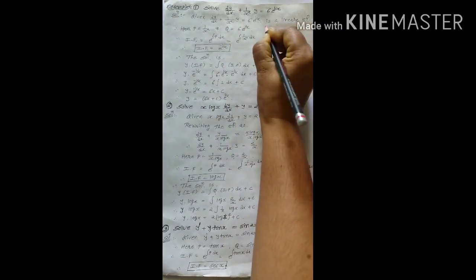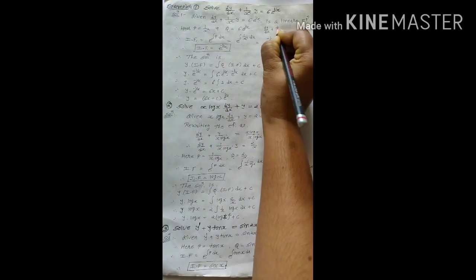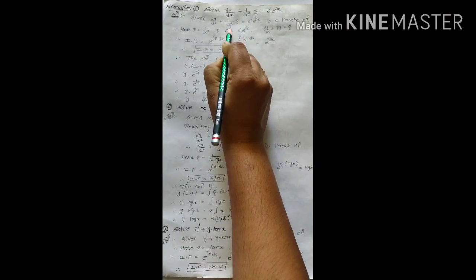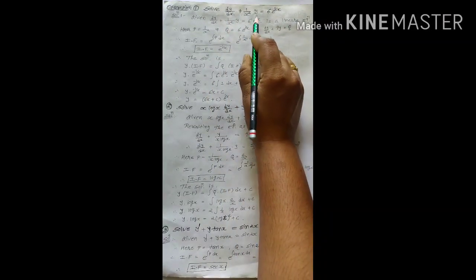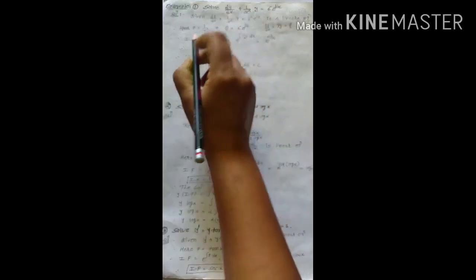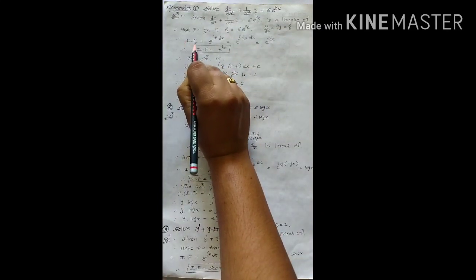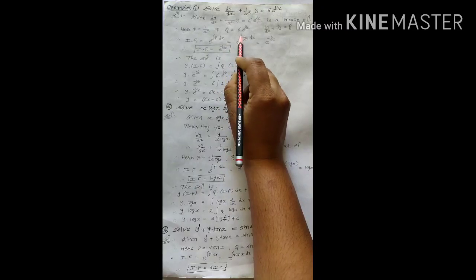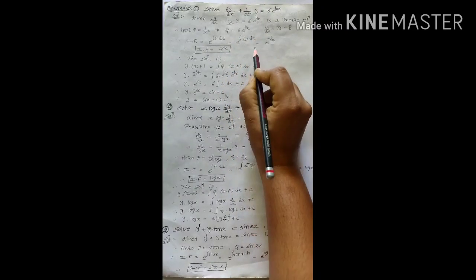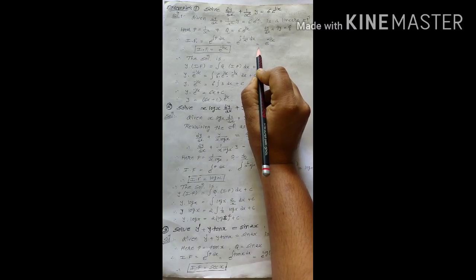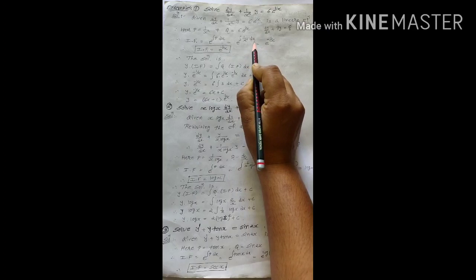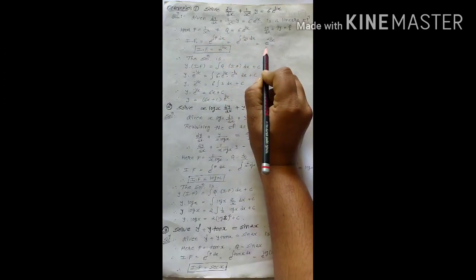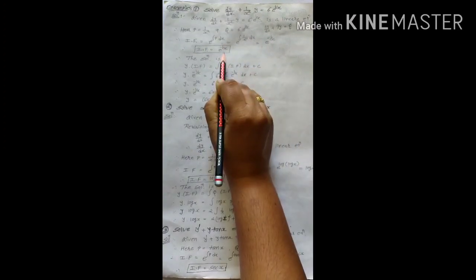Here, compare with the equation dy by dx plus py is equal to q. Therefore, here p is equal to 1 upon x square and q is equal to 6 e raised to 1 upon x. Now find the integrating factor. Therefore, IF is equal to e raised to integration p dx is equal to e raised to integration 1 upon x square dx. Now, we know that integration 1 upon x square dx is equal to minus 1 upon x. Therefore, integrating factor is equal to e raised to minus 1 upon x.